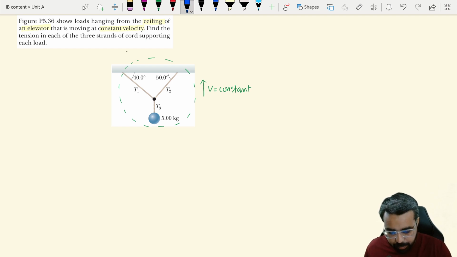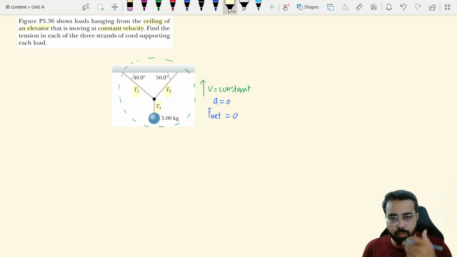All right, which means that acceleration is zero, and the sum of all forces exerted inside a system is zero. All the forces are balanced. So in this question, you have to find out the tensions in each string. So which tensions? Like T1, T2, and T3.